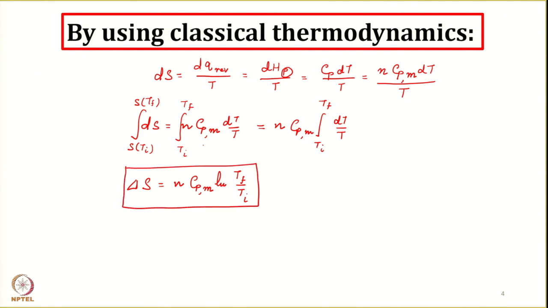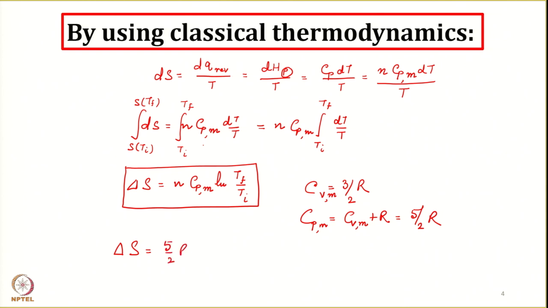Okay, so now Cvm is equal to 3 by 2 R, molar. Obviously, Cpm is going to be Cvm plus R, Cpm minus Cvm is equal to R. So, this is going to be 5 by 2 R. So, delta S is equal to, if we want molar change, n is equal to 1, then 5 by 2 R log Tf over Ti, which is equal to 5 by 2 R log Vf over Vi by the same arguments.